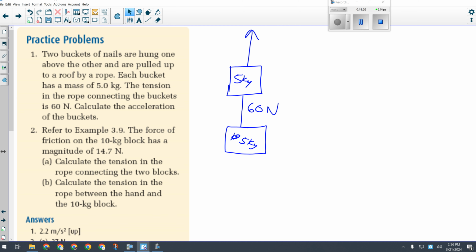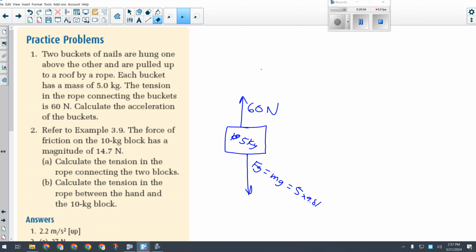Bottom. Here's why. This 60 newtons worth of tension is pulling down on the top bucket, which doesn't help me, and up on the bottom bucket. So what I'm going to do is I'm going to say, bye-bye top bucket. I don't need you. And I'm going to deal with just the bottom bucket. Because I can calculate this force, because it's the force of gravity. And all I have to do to get it is m times g. 5 times 9.81 is 49.05 newtons.